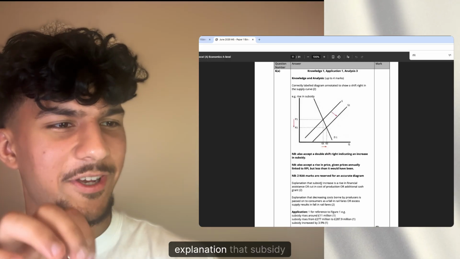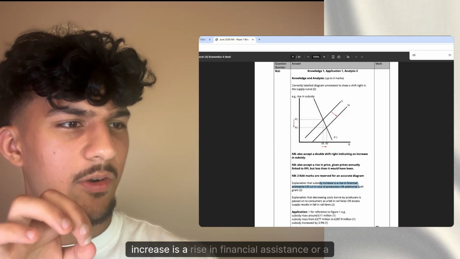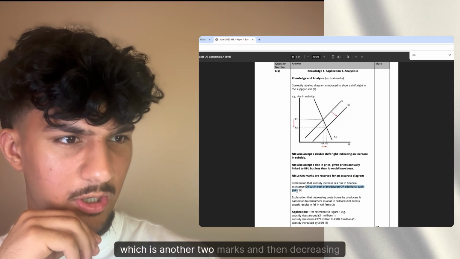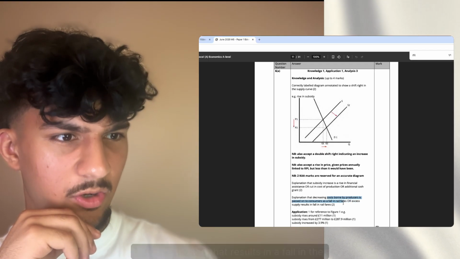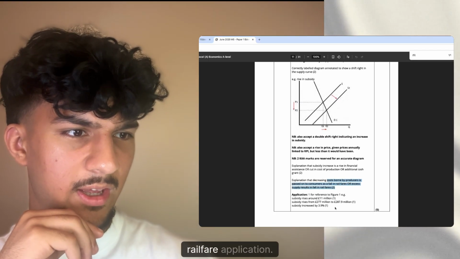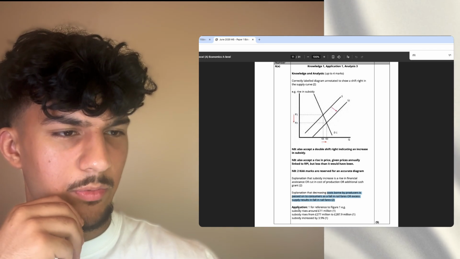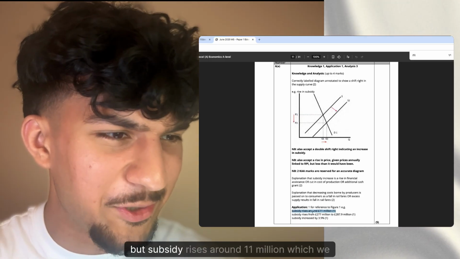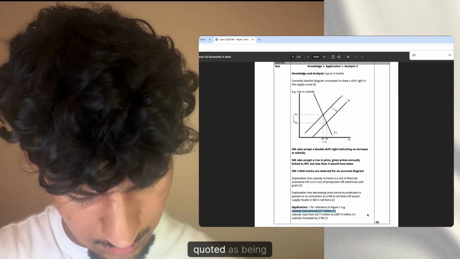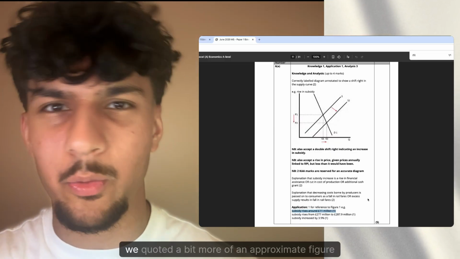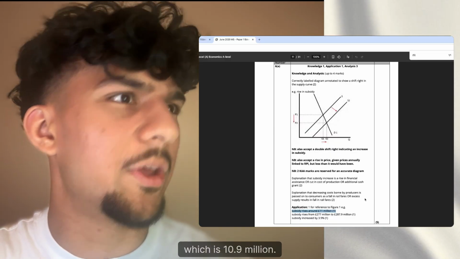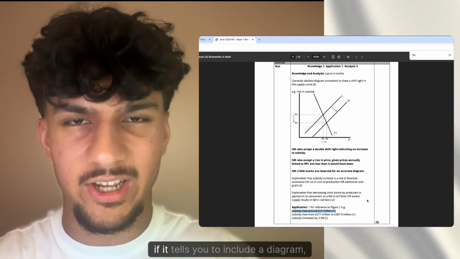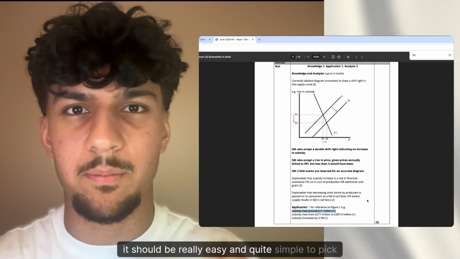That explanation that a subsidy increase is a rise in financial assistance or a cut in cost of production. Basically what we've said there, which is another 2 marks, and then cost passed on to consumers. Also mentioned that results in a fall in the rail fare, application. Also, that's another mark. So subsidy rises around, I really can't read English today, but subsidy rises around 11 million, which we quoted a bit more approximately as 10.9 million. But like I said, more than enough for 5 marks there. And if you do get a diagram question, if it tells you to include a diagram, it should be really easy and quite simple to pick up those 5 marks.